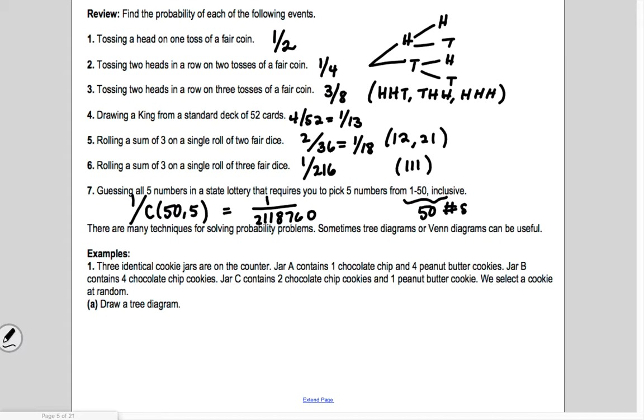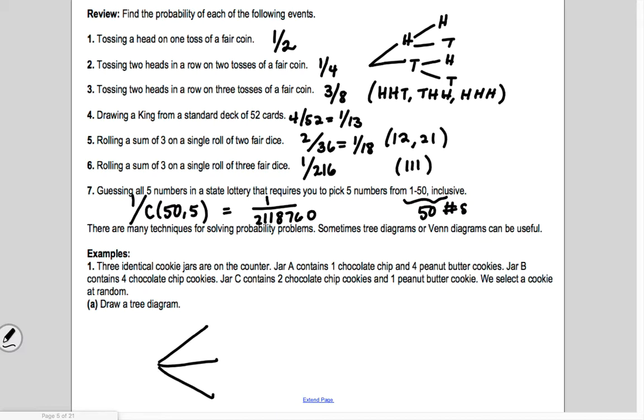All right, so we're almost done. So let's do Venn diagrams and tree diagrams. So it says 3 identical cookie jars are on the counter. Jar A contains 1 chocolate chip cookie and 4 peanut butter cookies. Jar B contains 3 chocolate chip cookies. Jar C contains 2 chocolate chip cookies and 1 peanut butter cookie. We select a cookie at random. Draw a tree diagram.